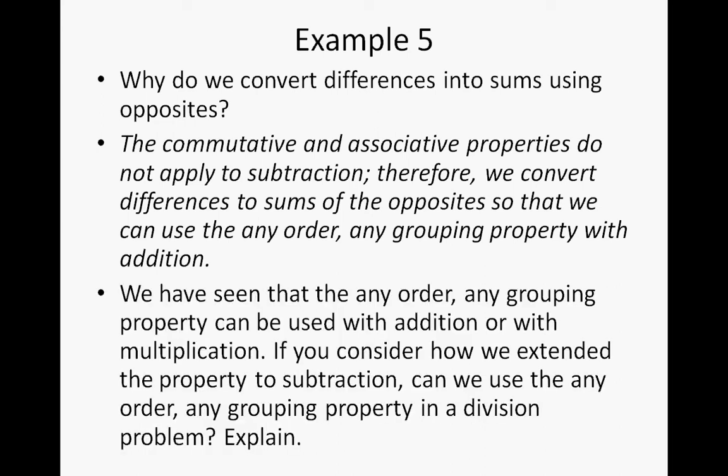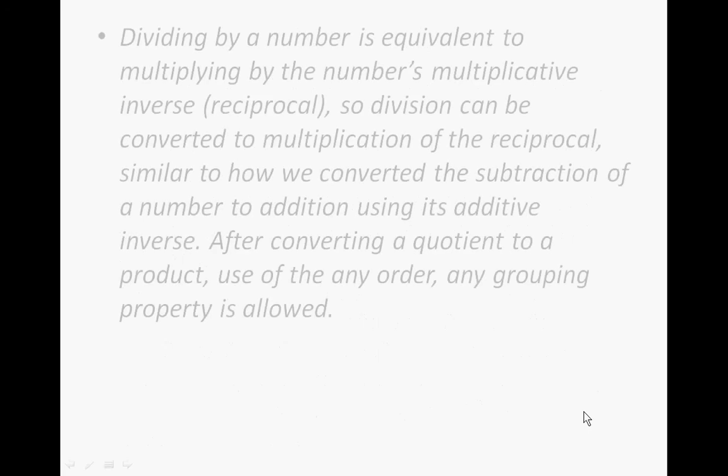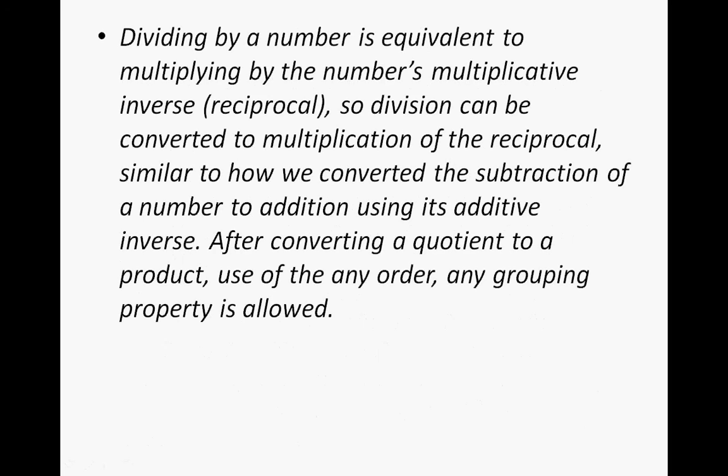We have seen that the any order, any grouping property can be used with addition or multiplication. If you consider how we extended the property to subtraction, can we use the any order, any grouping property in a division problem? Explain. Well, dividing by a number is equivalent to multiplying by the number's multiplicative inverse or reciprocal. So division can be converted to multiplication of the reciprocal, similarly to how we convert the subtraction of a number to addition using the additive inverse. So after converting a quotient to a product, use of the any order, any grouping property is allowed.